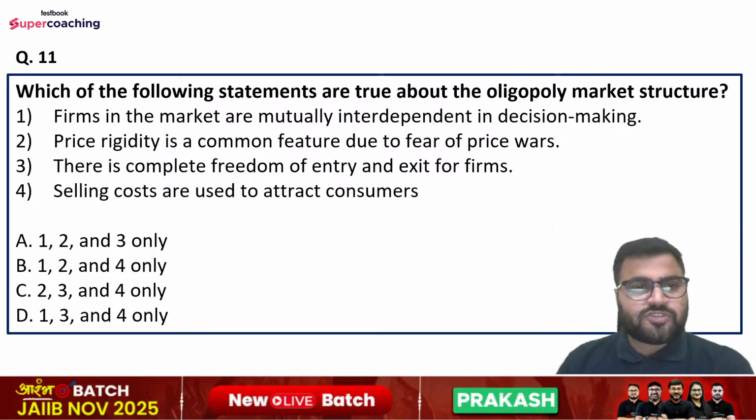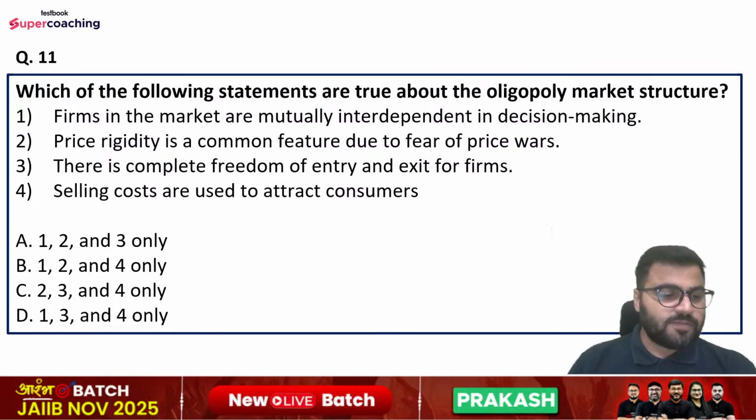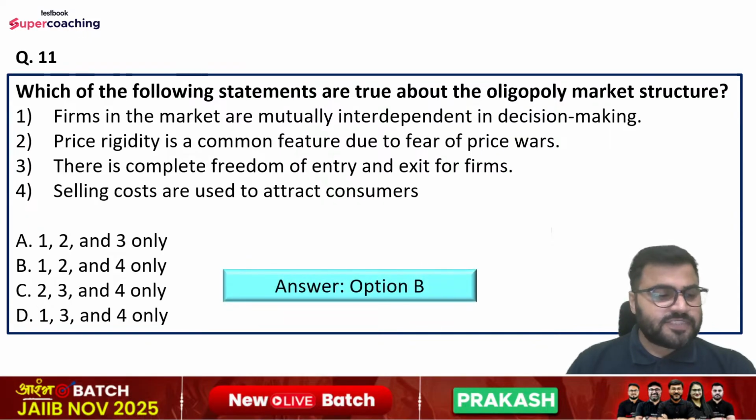Question number 11: which of the following statements are true about the oligopoly market structure? Statements are: firms in the market are mutually interdependent in decision making. Statement number second is price rigidity is a common feature due to fear of price wars. Statement number third is there is complete freedom of entry and exit for firms. Statement number fourth is selling costs are used to attract consumers. Options are first, second, and third only; first, second, and fourth only; second, third, and fourth only; or first, third, and fourth only. So the right answer is option B here, that is first, second, and fourth only.